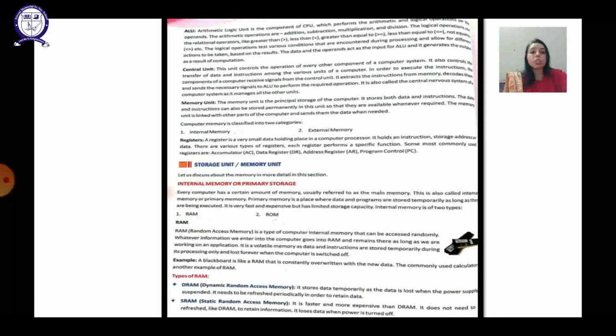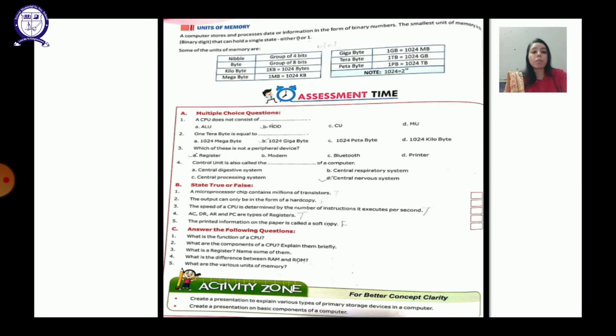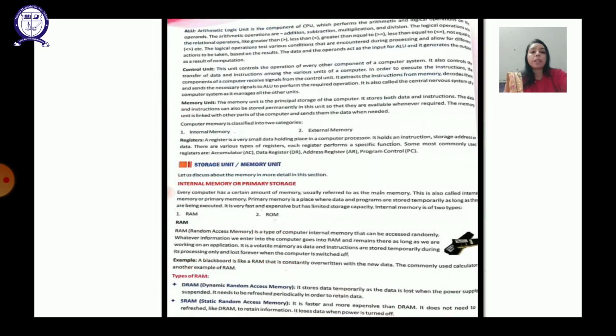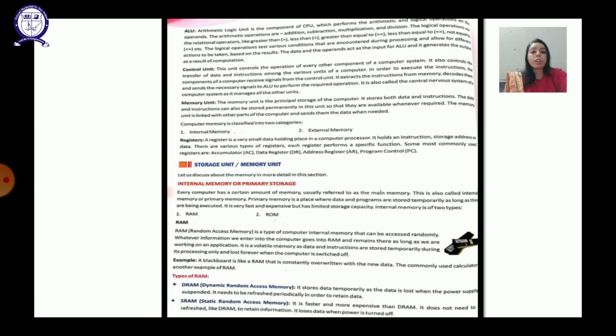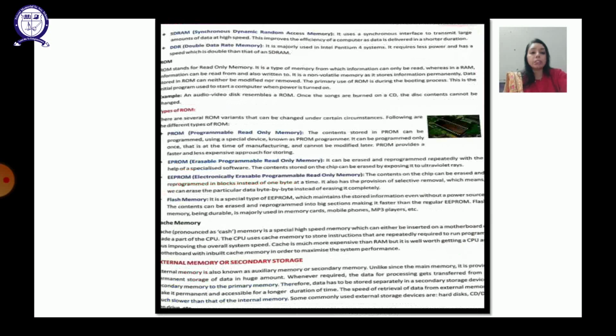Next is, what are the components of CPU? We have learned about the components of CPU: ALU, control unit, memory unit, and registers also. Write about them, explaining each in 2 lines. Then we have, what is a register? Name some of them. We have learned that a register is a small data holding storage place where the data can be stored and which can hold the instructions. The different types of registers are AC, DR, AR, and PC.